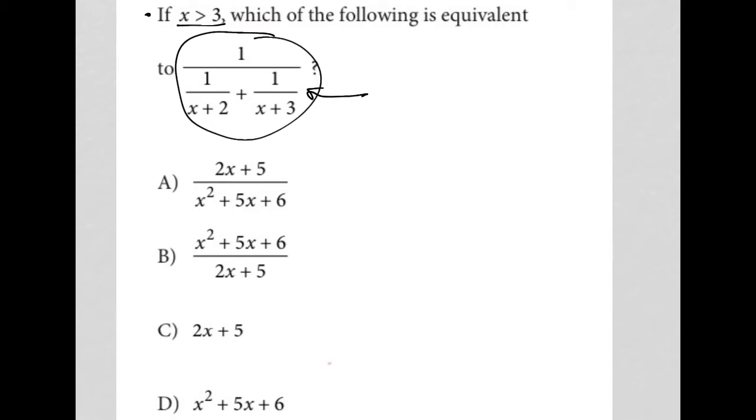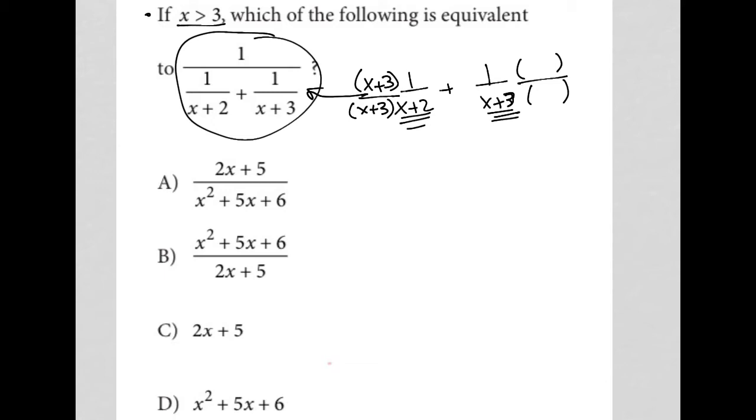Well, I'm going to start with the numerator, right? So the numerator says 1 over x plus 2 plus 1 over x plus 3. Well, in order to add fractions, if you remember from school, you must have a common denominator. And anytime your denominators are different, the easiest way to find a common denominator may not be the lowest common denominator, but the easiest way is to multiply each fraction by the denominator of the other fraction. So for instance, I'm multiplying the fraction 1 over x plus 2 by this denominator over here, x plus 3. And I'm going to multiply 1 over x plus 3 by this denominator over here, x plus 2.